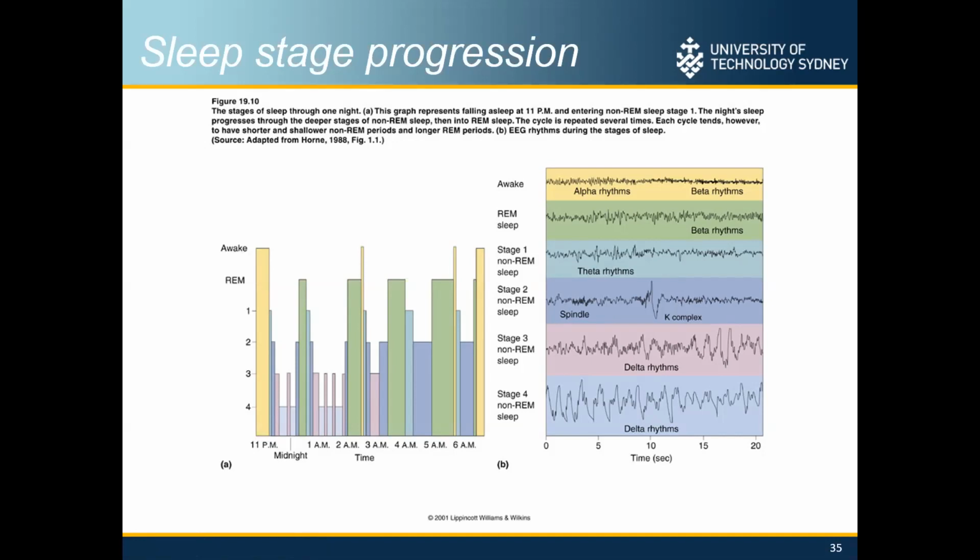The difference between stage 1 and stage 2 can be characterized by specific deflections called the K complex and also the sleep spindles. That's how you tend to categorize between stage 1 and stage 2, which is abundant in theta brainwaves.